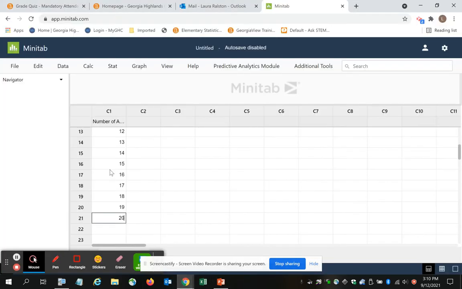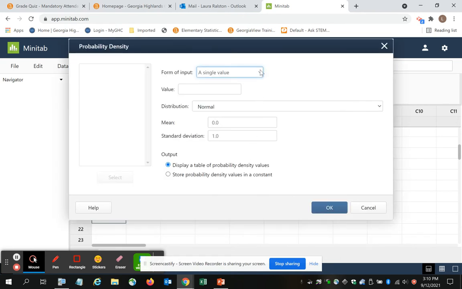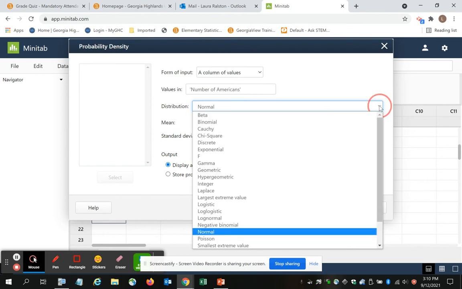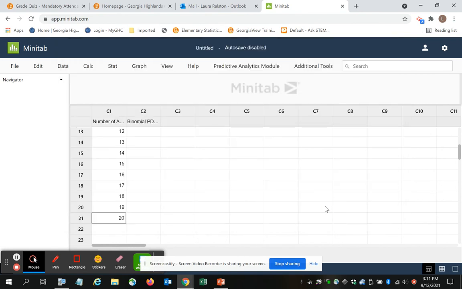So in Minitab, I would go Calc, Probability Distributions, Probability Density Function. Again, we want to do a column of values. My values are in column 1. We are dealing with a binomial distribution. I have 20 trials, and my event probability is 5% written as a decimal. And I got a typo there. And I prefer to store them in a column, and I click OK. Whoops.